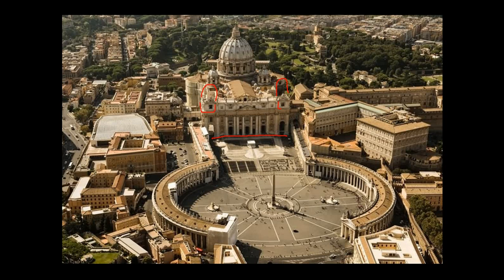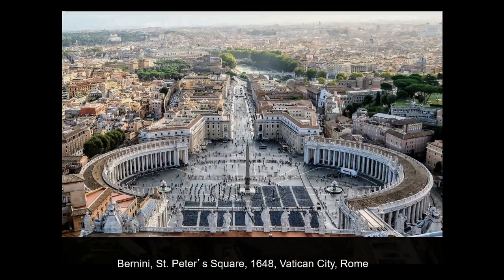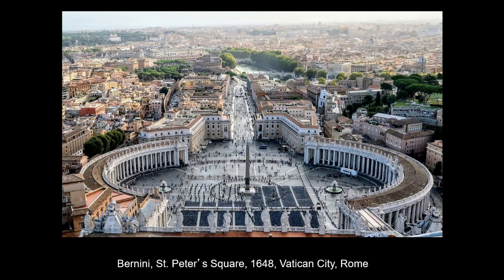Remember that St. Peter's was also built just to one side of the Circus of Nero, and the Circus of Nero also had an obelisk, but this obelisk was located over here. So the obelisk was transported to the center of the square. And then Bernini designed this amazing square around it. Here is the square looking at it from the other direction.